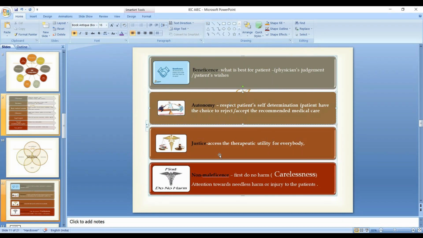Wide range of utility should be there. It is not that everybody will get benefited, but a wide range of effectivity we should get.